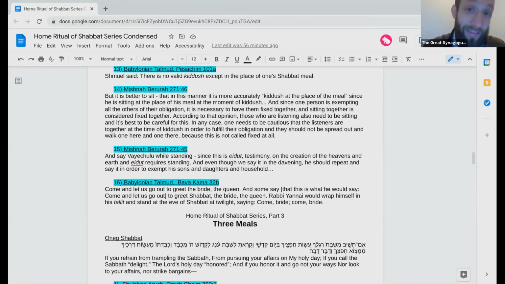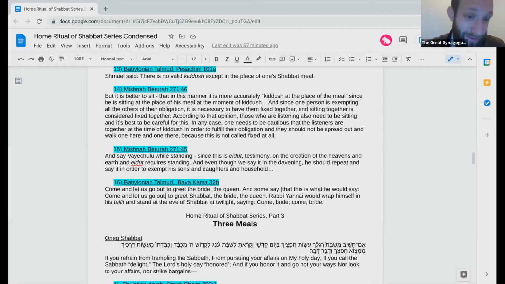Okay, so here it's saying standing makes sense for that first part, the Vayechulu Hashamayim V'haaretz, because that part is a testimony. It's edut. We're witnessing. We're testifying to God's creation of the world by saying those words. And what does a witness do when they're giving testimony? We say that they stand, and therefore we should stand.